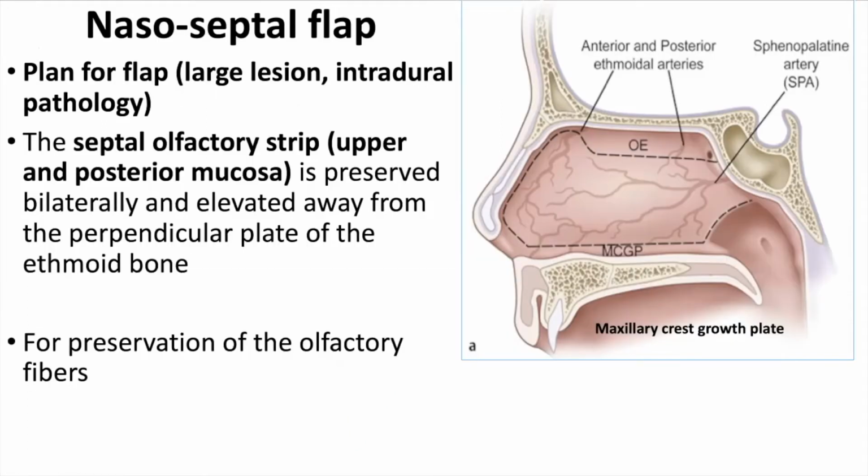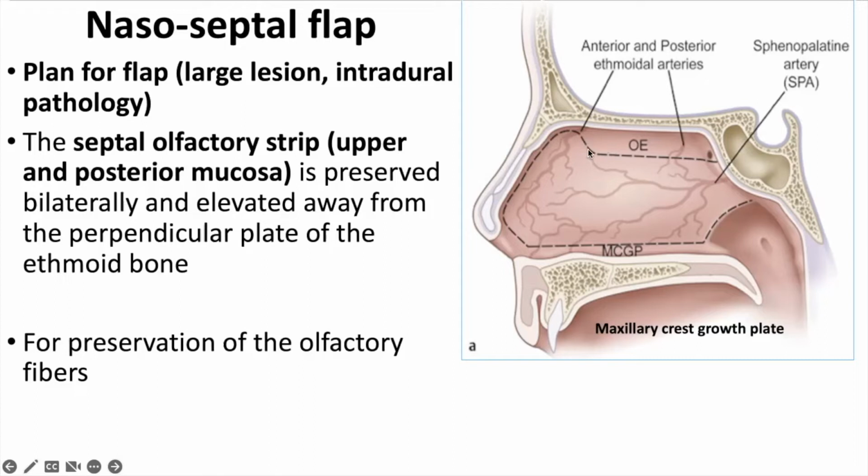Regarding the nasoseptal flap, which may be indicated when we have a large lesion or when there's an intradural pathology, we should spare the septal olfactory strip, which is present in the upper portion and in the posterior portion of the nasal septum. So your superior cut which you give for the nasoseptal flap should be about 1 centimeter below the roof of the nasal septum posteriorly.